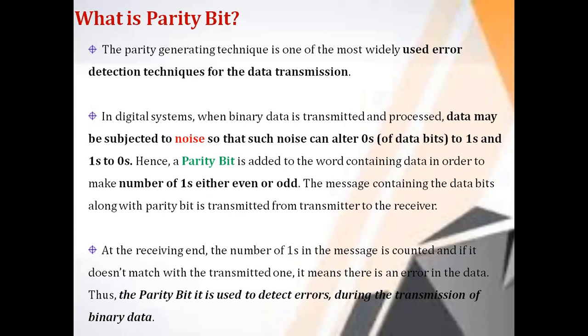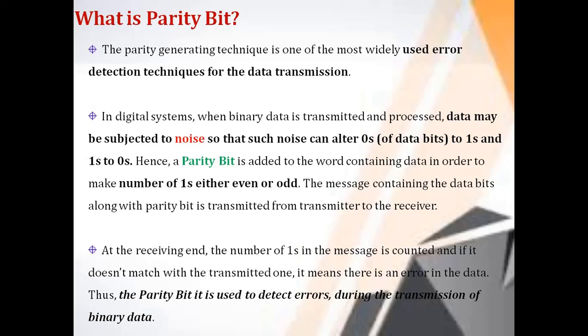In digital systems, when binary data is transmitted and processed, the data may be subjected to noise, and such noise can alter the original message, changing zeros into ones as well as ones into zeros. So on the receiver side, we can't get the original message if noise occurred in the original message sent by the transmitter.